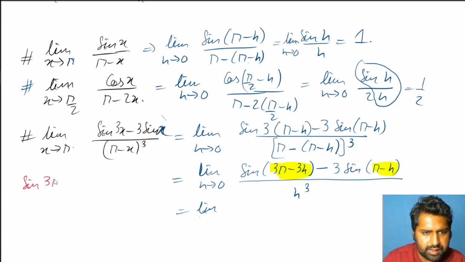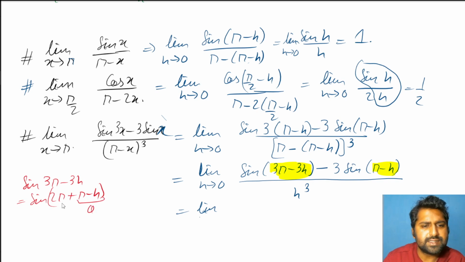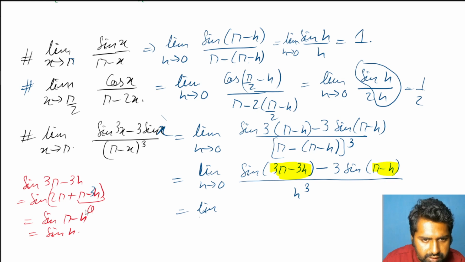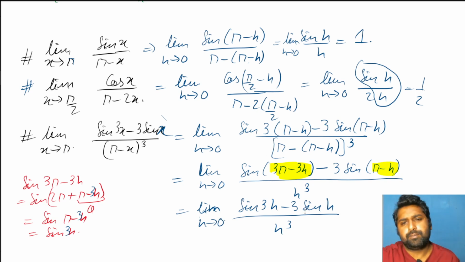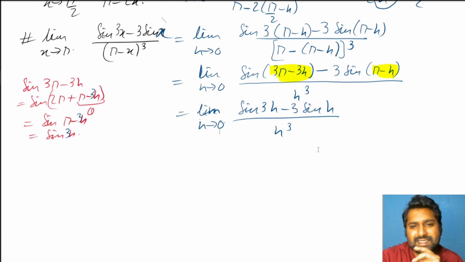Sine 3 pi minus 3h can be written as sine 2 pi plus pi minus h. Consider this as theta. So 2 pi means 360 degrees. There is no effect of rotation, 360 plus, so no effect. So this becomes sine pi minus h. Pi is 180, 180 minus theta is sine theta, so sine h. Sorry, 3h was there, so 3h will come. So this becomes limit h tends to 0 of sine 3h minus 3 sine h by h cube. So far the question is okay.